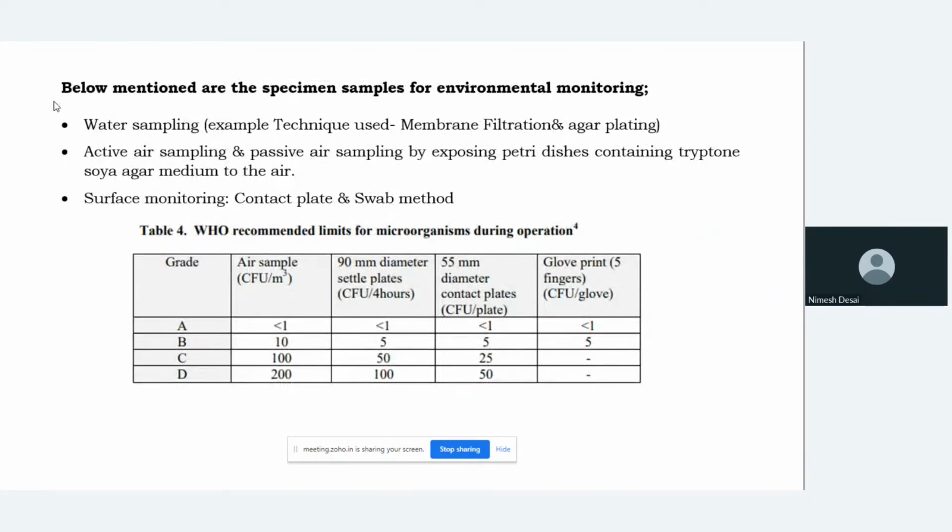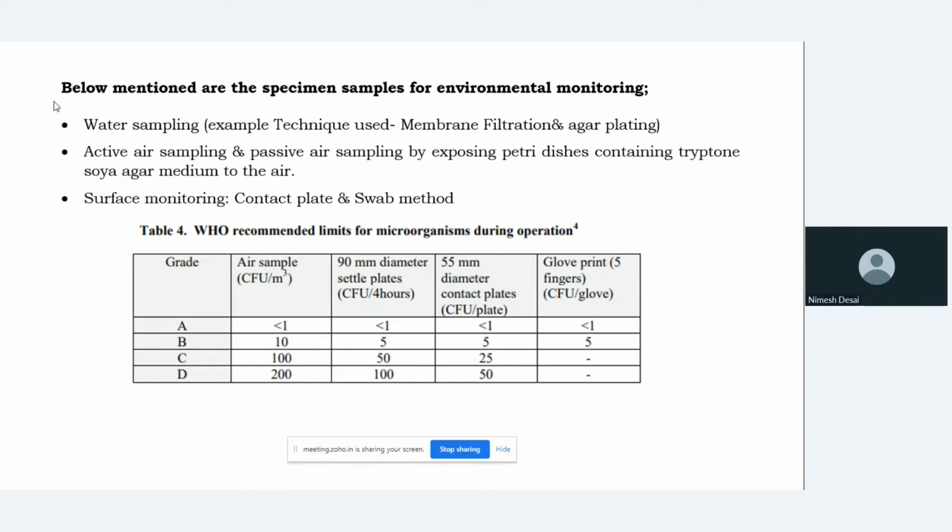So there are some guidance requirements. What is the limit of the environmental condition based upon the grade? For example, grade A. Grade A is a critical grade where the injectable drug products are filled. In that condition, first of all, there are 4 techniques for environmental monitoring utilized worldwide in the pharmaceutical industry. One is active air sampling, another one is the settle plate, third one is the contact plate or swab test, and the fourth one is glove print monitoring.